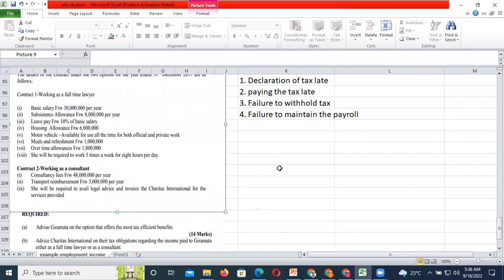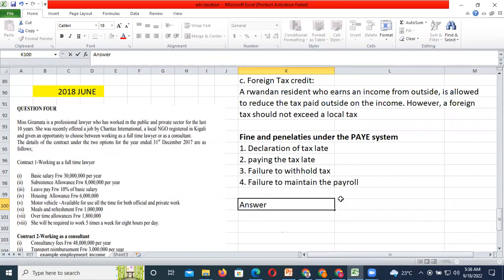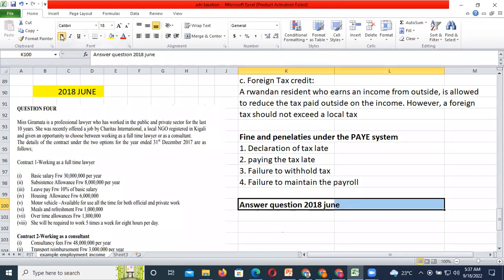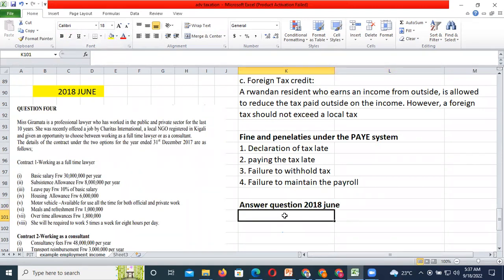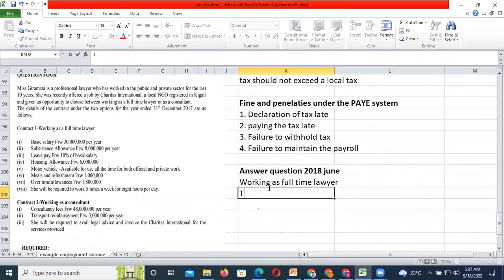So if we look at that, the answer to question 4, 2018 June. The first aspect is for him to work as a full-time lawyer. Working as a full-time lawyer means you are computing employment income. In that case, you are going to compute employment income. So it will be taxable employment income.